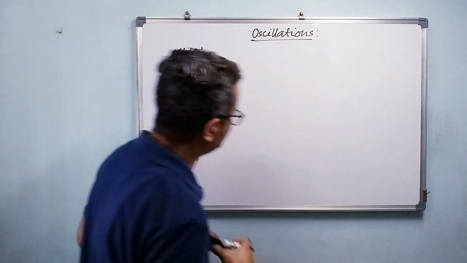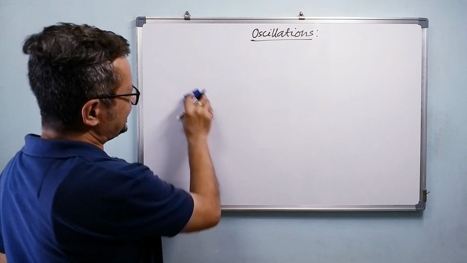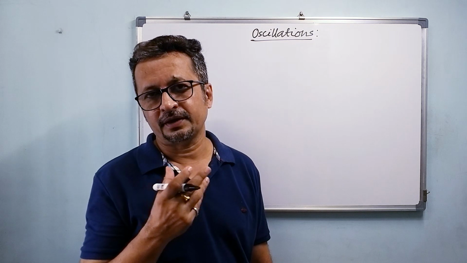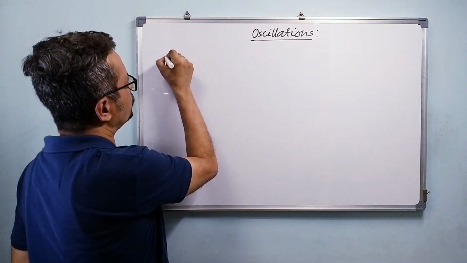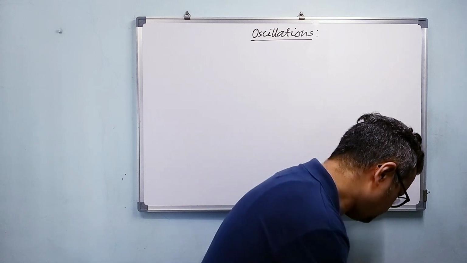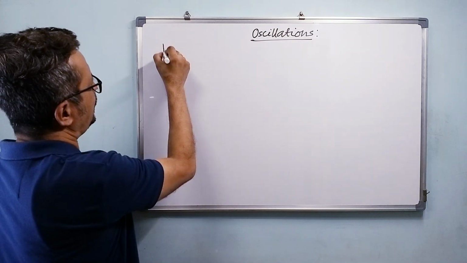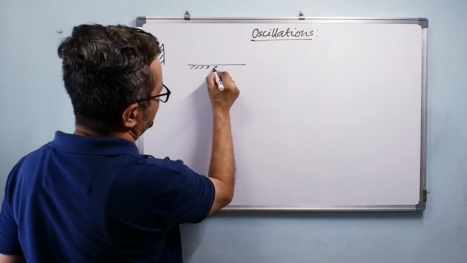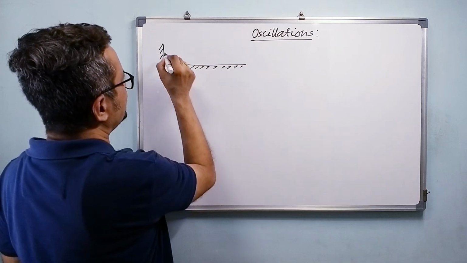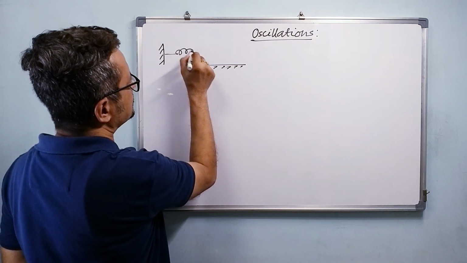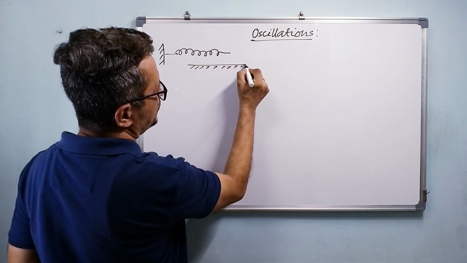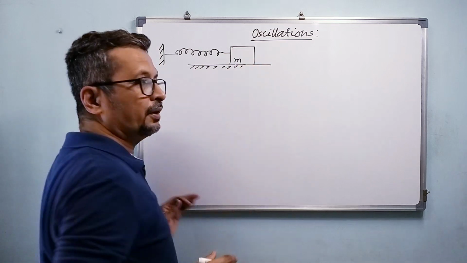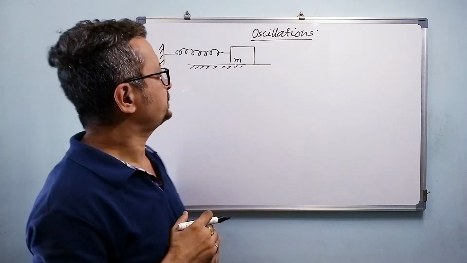Here I'm going to take another example. It is going to be something similar to this, but this spring was a vertical spring. Now I'm going to have my spring horizontal, and use some other setup. I have this rigid support here, and this is a fixed surface, right? From this rigid support, I have this spring here, and there is this mass m. I'm drawing this mass large enough so that you are able to see it properly.